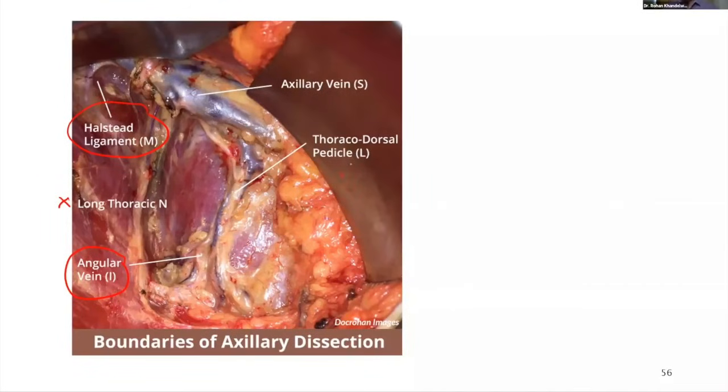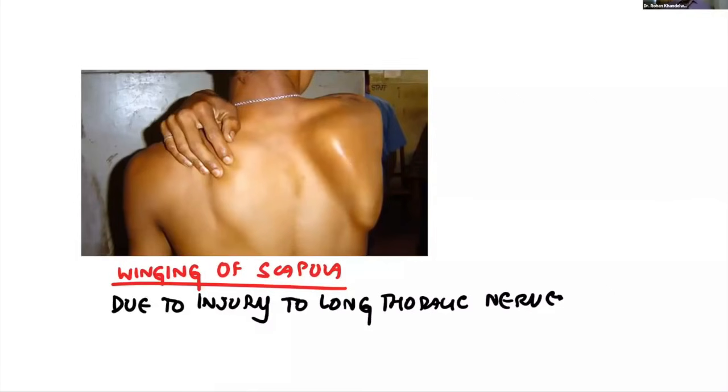Thoracodorsal pedicle supplies the latissimus dorsi muscle. Very important image. It has been asked in your exam. This time in the FMG exam, this question was there. Patient undergoes a mastectomy and comes with this deformity. This is winging of scapula. You can see that the scapular border has become more prominent, and this is due to injury to which nerve? Long thoracic nerve. So don't forget this.